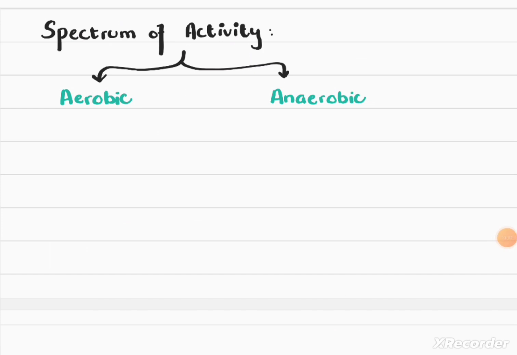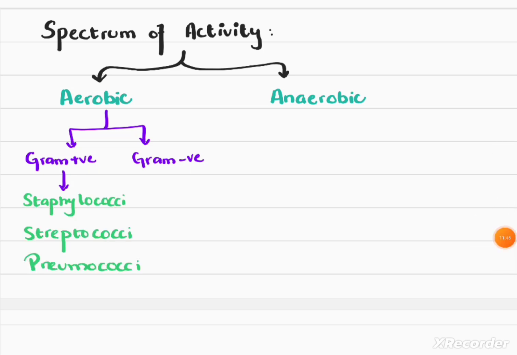Now, all the bacteria are basically divided into two main groups. One is the aerobic, and the other one is the anaerobic. Clindamycin has tremendous activity against anaerobic bacteria, but it also covers some of the aerobic bacteria very nicely. In the aerobic, there are two kinds of bacteria: gram positive and gram negative, right? In the gram positive aerobic bacteria, clindamycin has activity against three organisms: staphylococci, streptococci, and pneumococci.